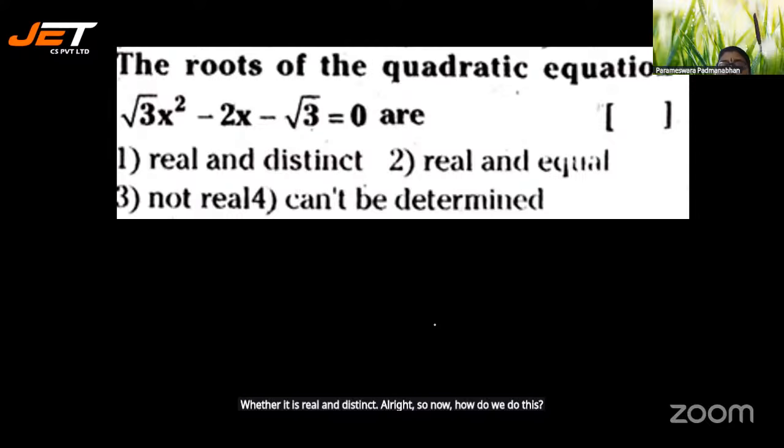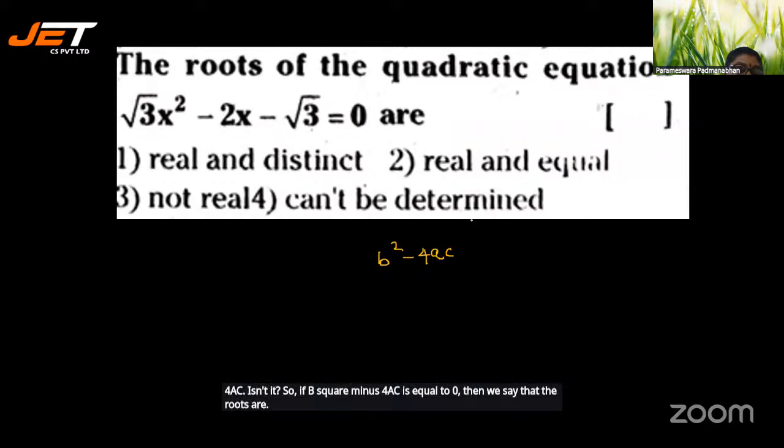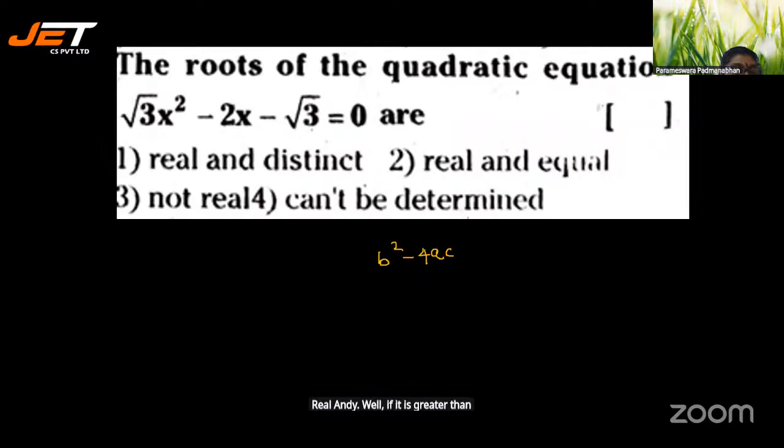this? You remember in the first slide we discussed b square minus 4ac, isn't it? So if b square minus 4ac is equal to 0, then we say that the roots are real and equal. If it is greater than 0, then we say that the roots are real and distinct. If it is less than 0, then we say that the roots are imaginary and complex. Right? Yes, now let's try.